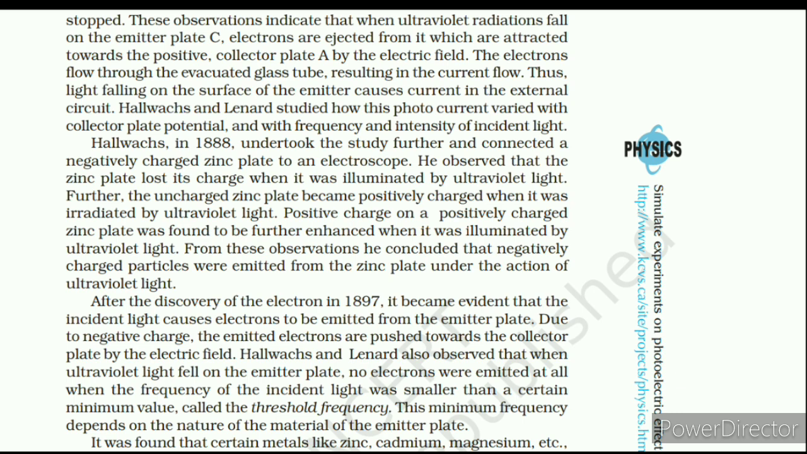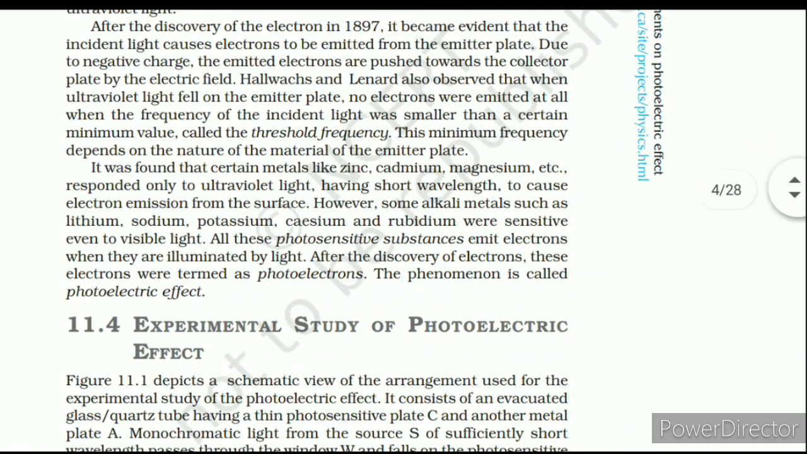11.4 Experimental study of photoelectric effect. Figure 11.1 depicts a schematic view of the arrangement used for the experimental study of the photoelectric effect. It consists of an evacuated glass or quartz tube having a thin photosensitive plate C and another metal plate A. Monochromatic light from the source S of sufficiently short wavelength passes through the window W and falls on the photosensitive plate C. A transparent quartz window is sealed onto the glass tube, which permits ultraviolet radiation to pass through it and irradiate the photosensitive plate C.